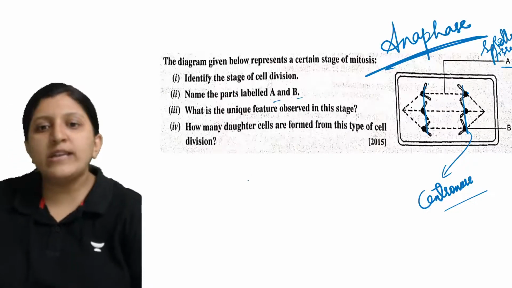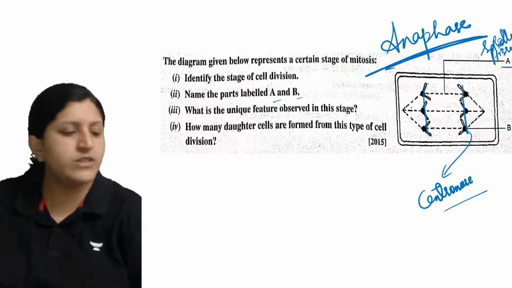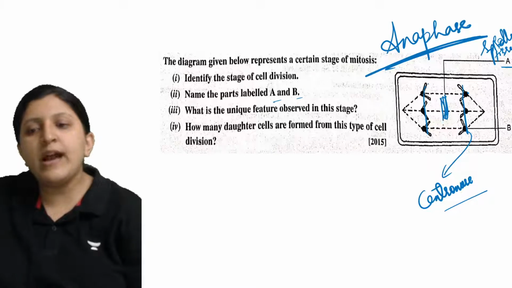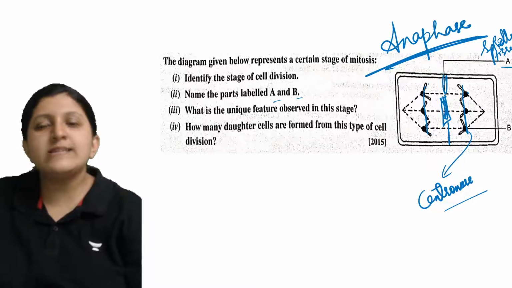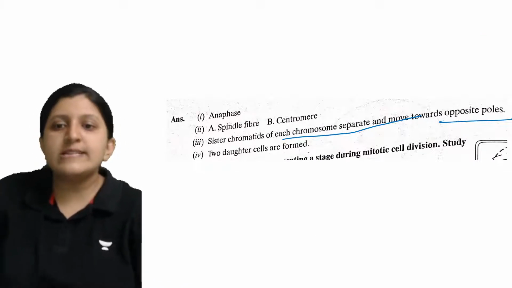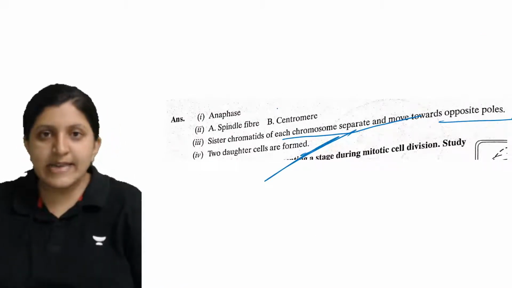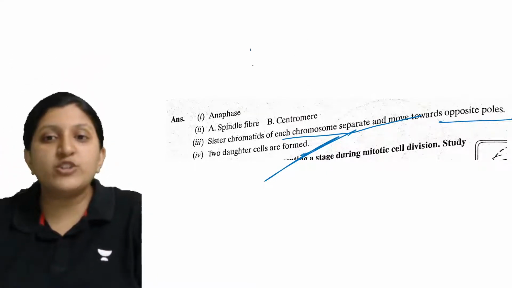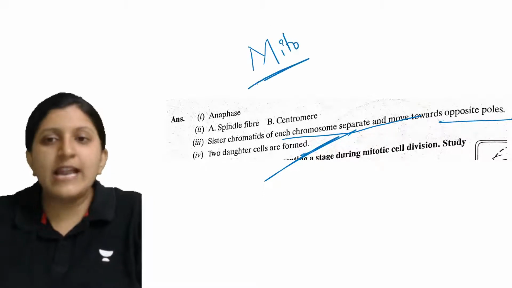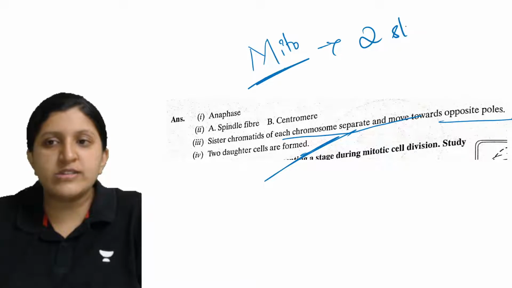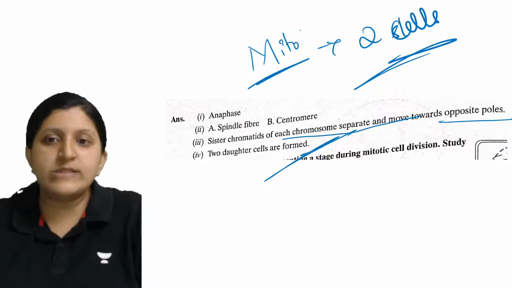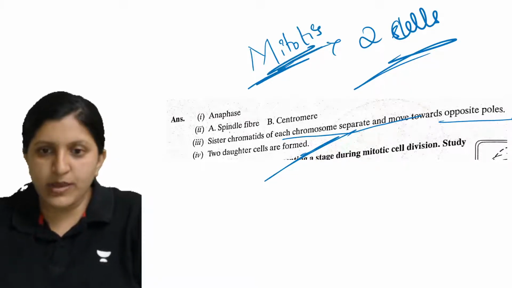Then, how many daughter cells are formed from this type of cell division? As there is a cell plate formation which will occur here, two cells are formed. So two daughter cells are formed. Anaphase is followed by the next stage, telophase. So this is a mitotic cell division. In mitotic cell division two cells are formed, and in meiotic cell division four cells are formed. So this is mitosis, and two daughter cells are formed in this one.